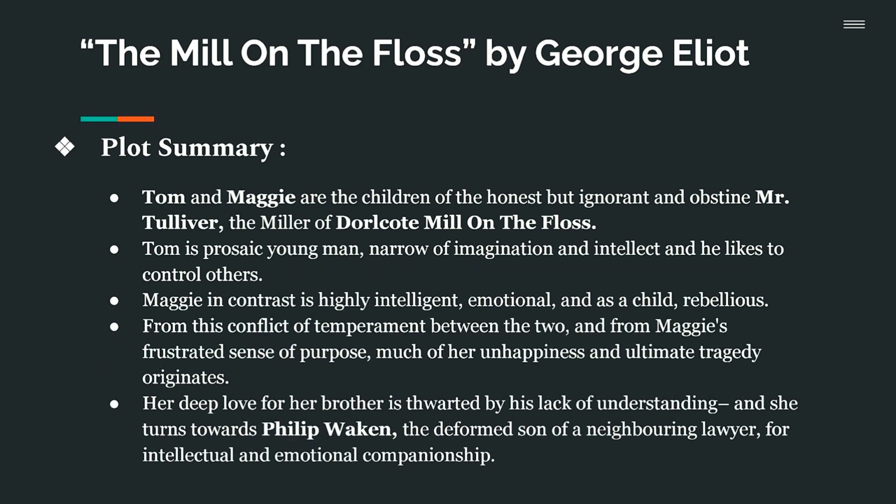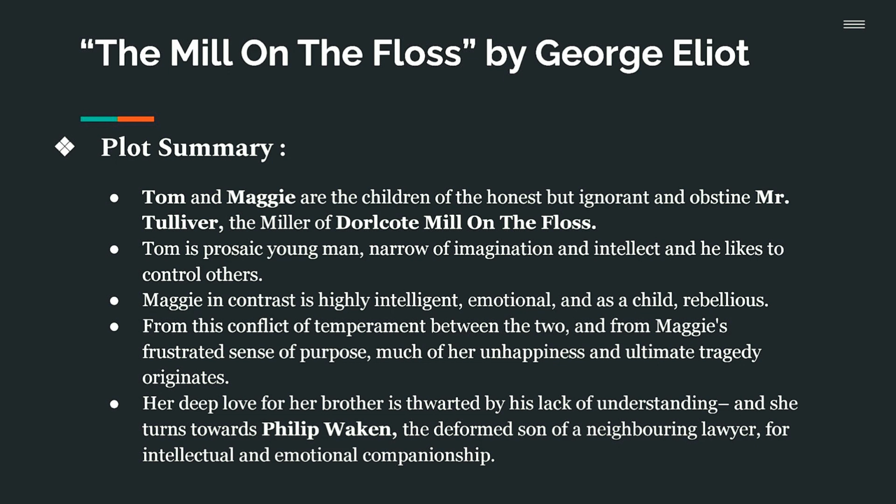So, as the novel opens, we are introduced to our two main characters, Tom and Maggie. So, these two are the children of an honest but ignorant and obstinate Mr. Tulliver, the miller of Dorcote Mill on the Floss. Tom is a prosaic young man, narrow of imagination and intellect, and he likes to control others. But Maggie, in contrast, is highly intelligent, emotional, and as a child, rebellious.